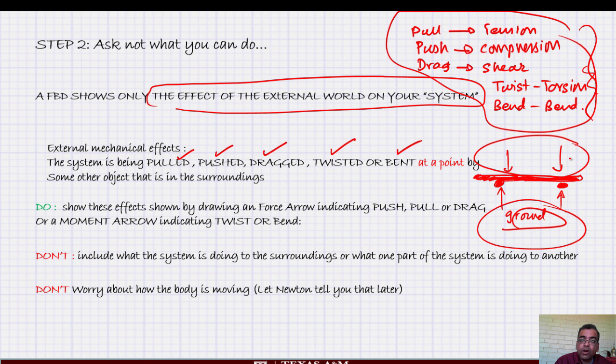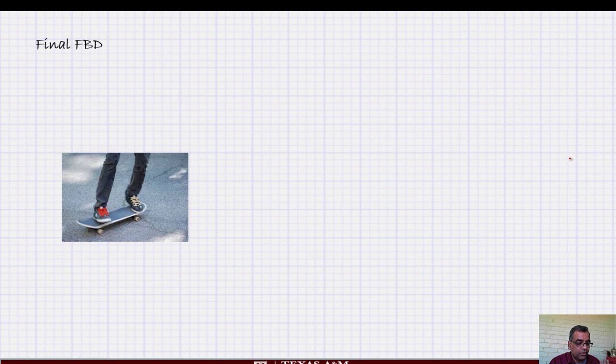Okay, we don't care about how the body is moving. We'll let Newton tell us what's going to happen with that. We just draw the external world. That's it. Okay. Given this idea, let's draw the free body diagram. So I am first going to draw the skateboard side view there, and everything is blacked out. So I don't know what is inside. I don't care what is inside.